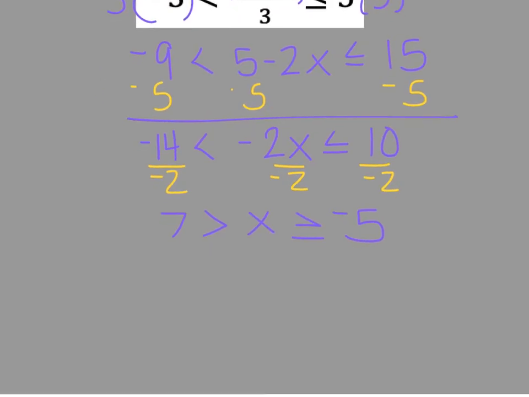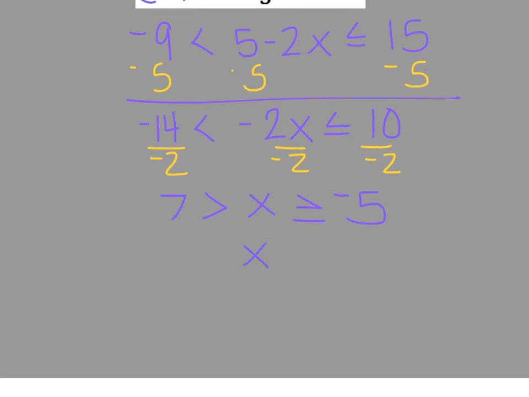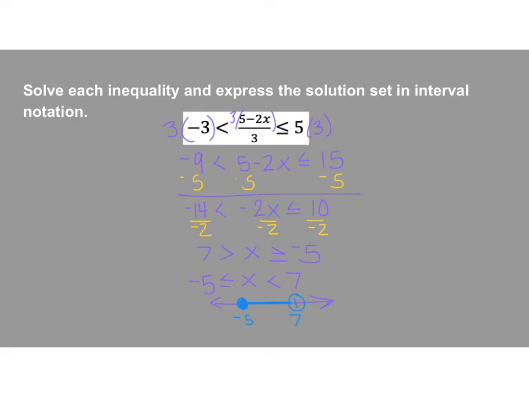Now, I don't like this because it's backwards to me, and I hope it looks backwards to you, so I'm going to rewrite this so that everything is from least to greatest. And to help you recognize what this will be in interval notation, you put negative 5 and 7 on your number line. You'd have a closed circle on negative 5, open on 7, and you would be shading the region in between. This makes it easy to see what your interval notation will be. It would be from negative 5 to 7. 7 is not included in the solution set, but negative 5 is.